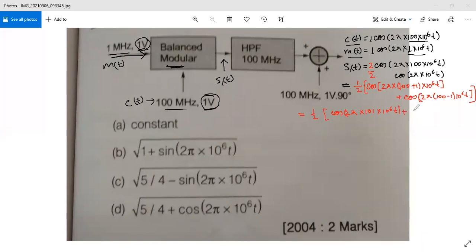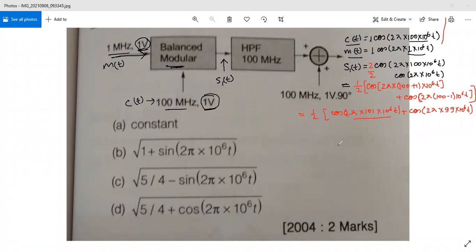Plus cos of 2 pi into 99 into 10 to the power 6t. So here we will have two components, as it is a DSB-SC signal after passing through the balanced modulator. We will have two components of cos A plus B plus cos A minus B. So that is the upper sideband and the lower sideband.